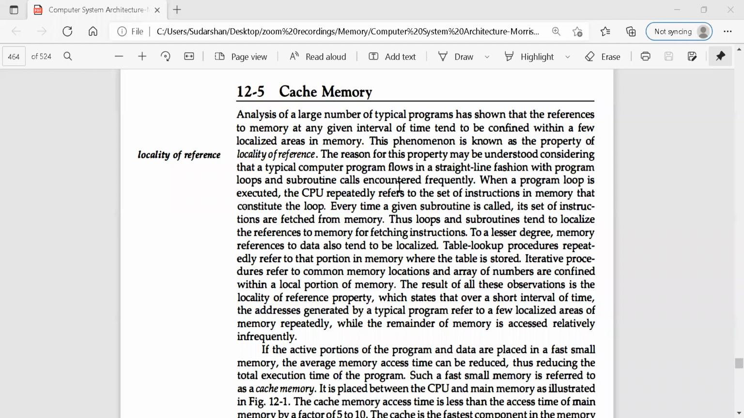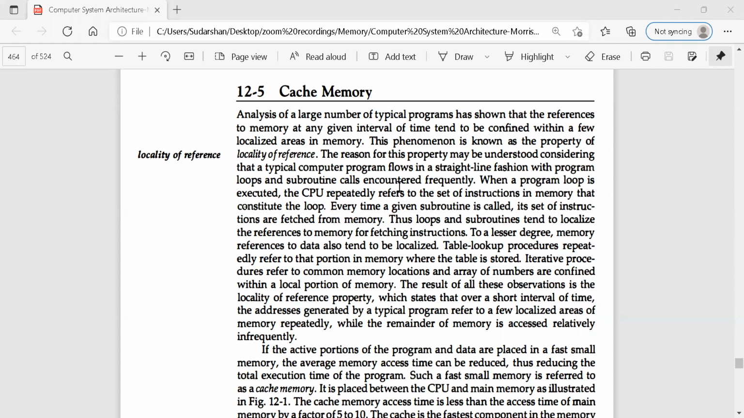In the current session, we will discuss in brief about another type of memory known as cache memory. In the previous two sessions, we did discuss an important type of memory known as content addressable memory or associative memory. You know what associative memory is, its features, and how to implement the same.